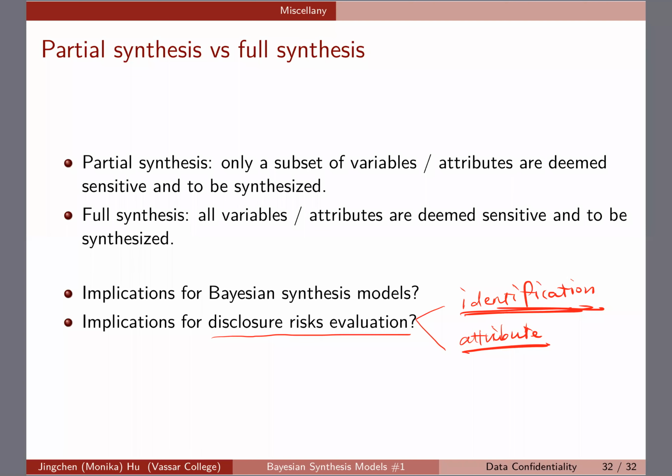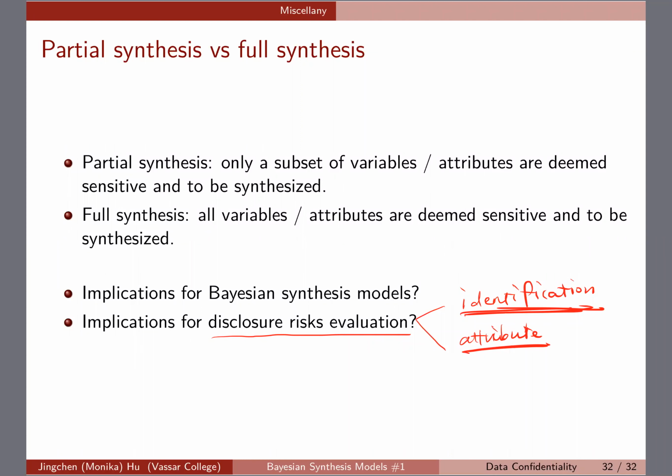All right. What do you all think? For partial synthesis, can we still have identification disclosure and attribute disclosure, both of them? Possible? Possible, but harder than a full synthesis. Sorry, it would be the opposite. It would be more identification and attribute disclosure risk with partial synthesis. Yeah. Okay. Even though you can get some. Okay. All right. So let's see.